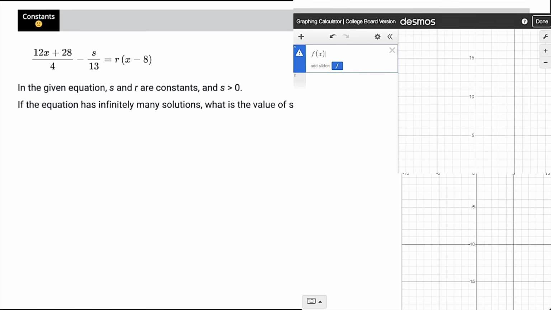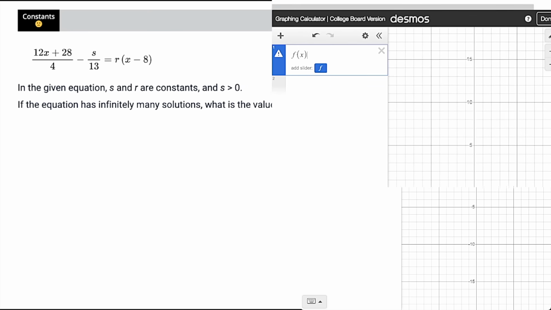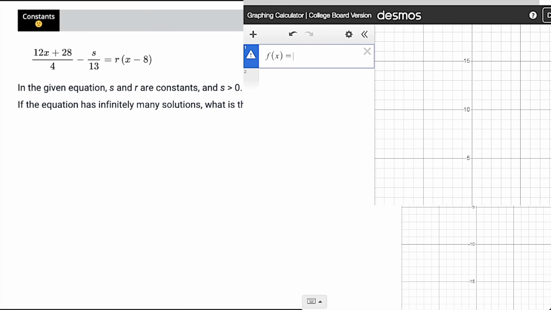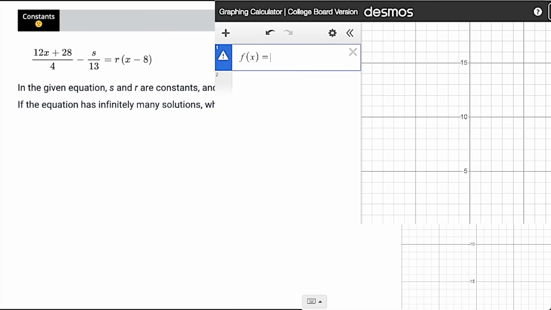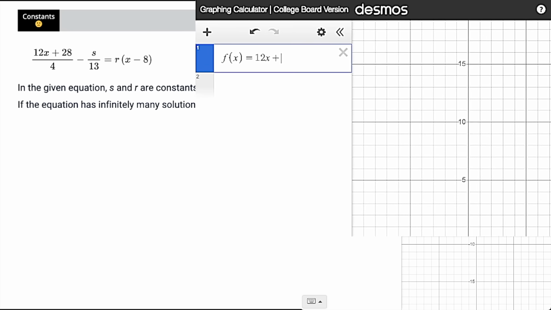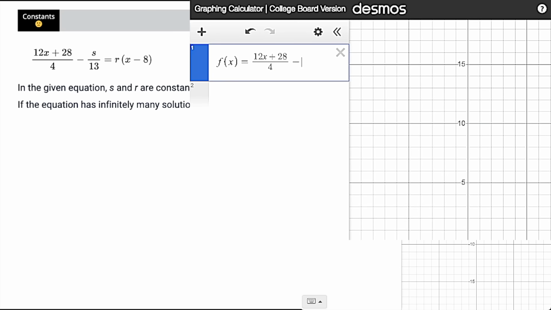It could be g of x or p of x or l of x or whatever, but just choose one. And then we're gonna put in the left side of the equation. So that's gonna be the 12x plus 28 over 4 minus s over 13. And no, we don't need to add a slider.